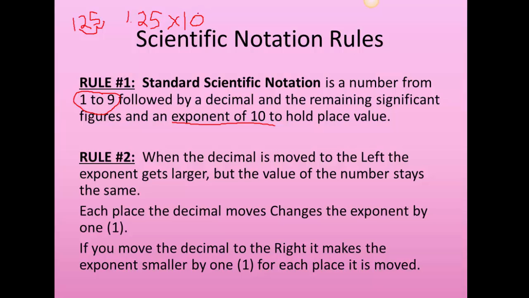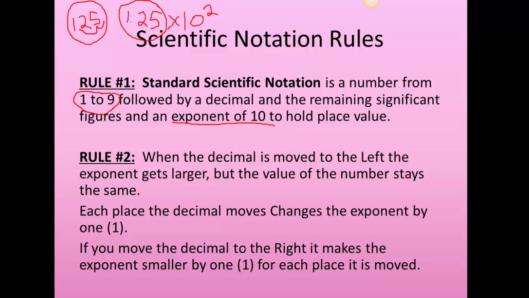And now we have to know to what exponent we are putting it. So you go, how many places do we move over? We went over 1, 2, and since it was to the left, it says positive, so we can keep this as a positive 2. So down here you look, when the decimal is moved to the left, the exponent gets larger, but the value stays the same. So this first little bit here does not change. Okay, so the numbers stay the same. We're just moving the exponent.